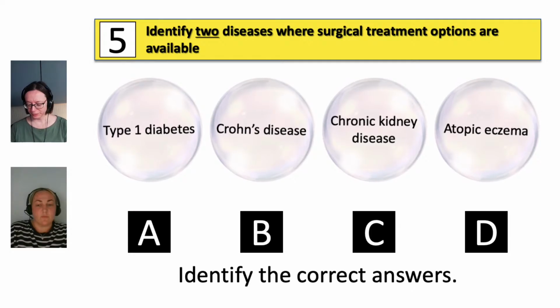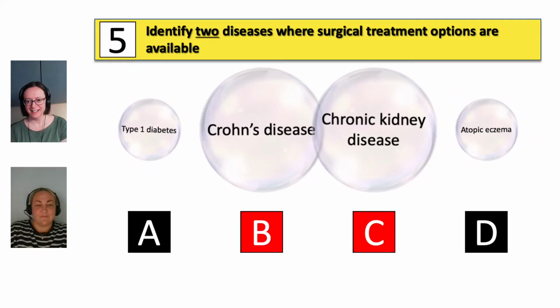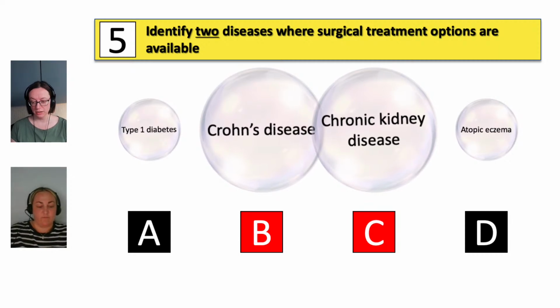Shall I reveal? We'll reveal. So Crohn's disease and chronic kidney disease, those are diseases where there is an option to have surgery. Might not be suitable for everyone, and not everyone may need it. Their disease might not be severe enough to need it, but those are diseases where there are surgical options.